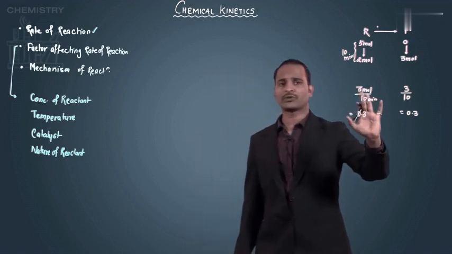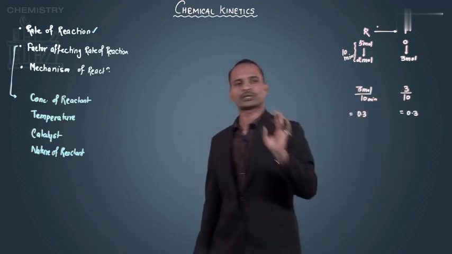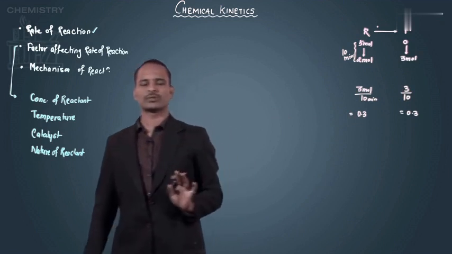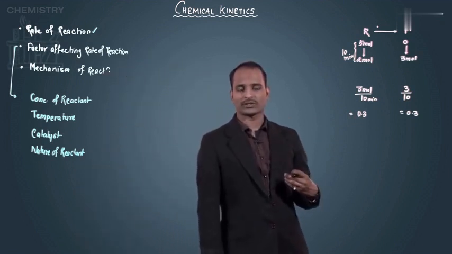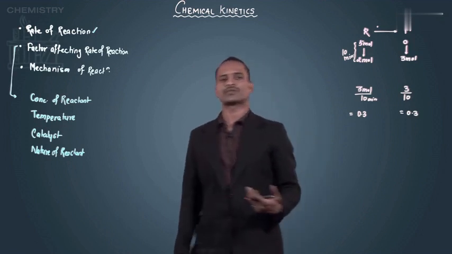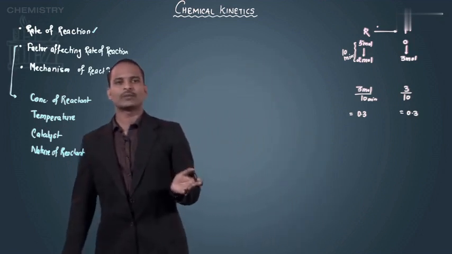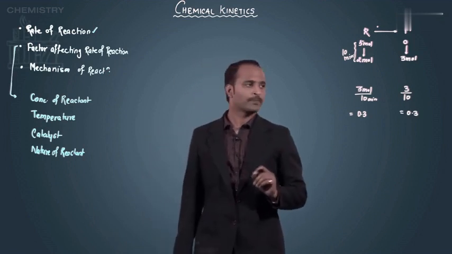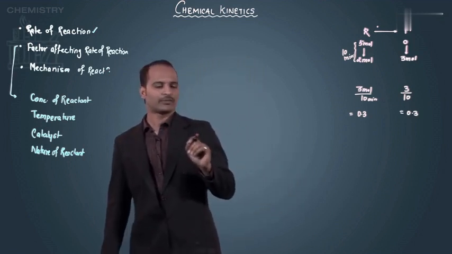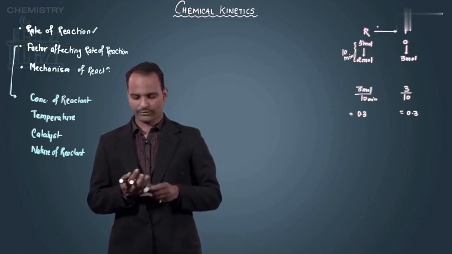Whether you consider the amount of reactant or you consider the amount of product, the answer, that is the rate of reaction, is going to be the same. So if I measure the concentration of reactant during the reaction, or if I measure the concentration of product during the reaction, with the help of either of these concentrations the rate of reaction can be calculated. Now let's see what formula we have for the rate of reaction.